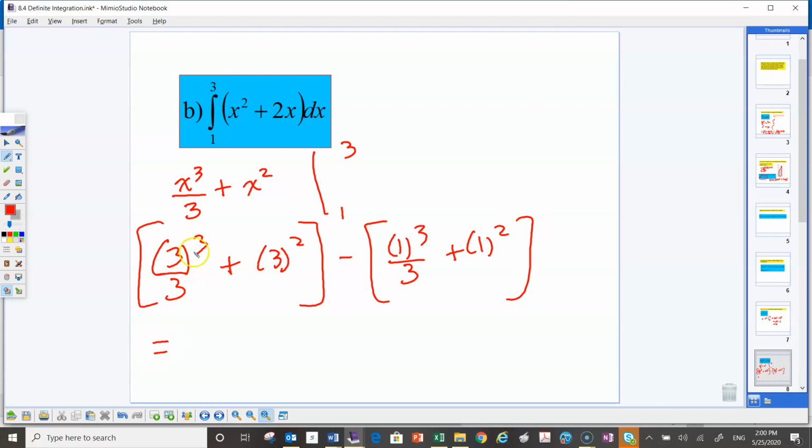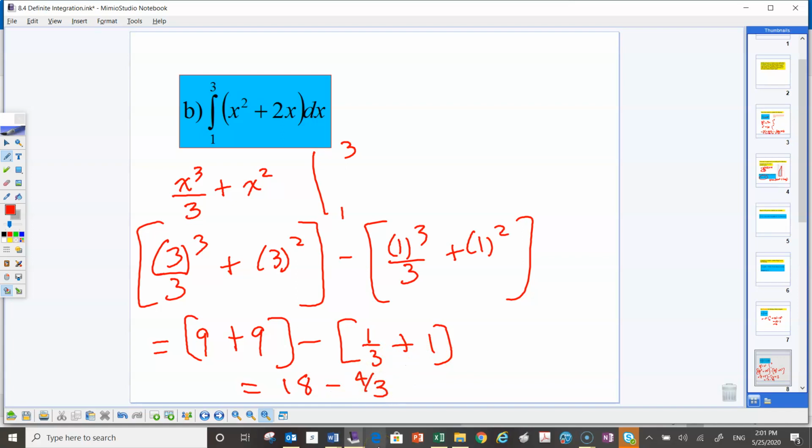This works out to be 27 over 3 is 9, plus 9, minus 1/3 plus 1. So this is 18. Subtract. If I get a common denominator, that would be 4/3. Now to subtract 18 take away 4/3, I would need a common denominator. 18 is really 54 over 3 minus 4 over 3. And if you subtract, you would get 50 over 3 as your final answer.